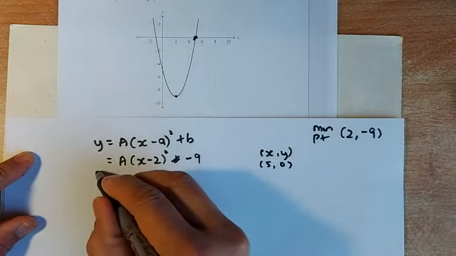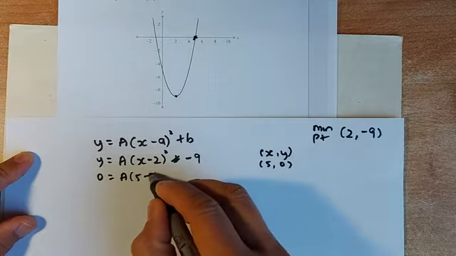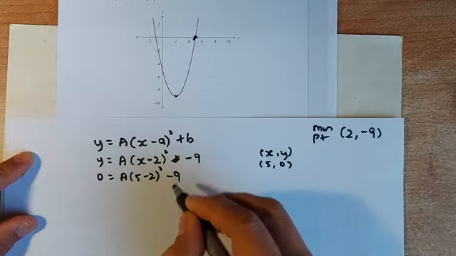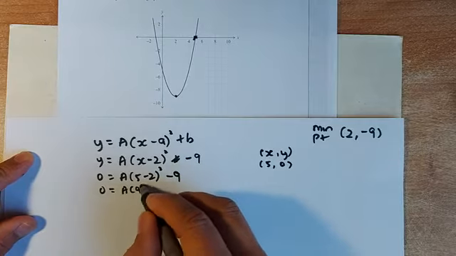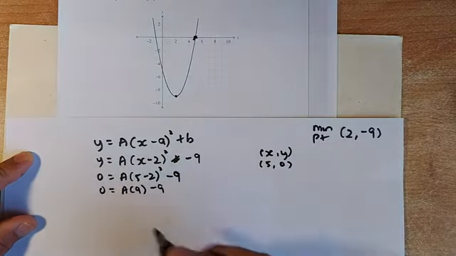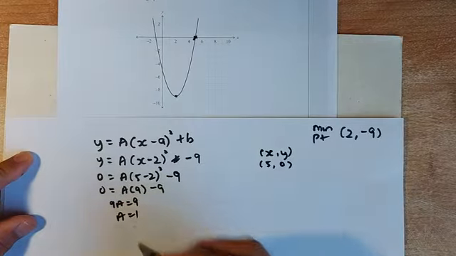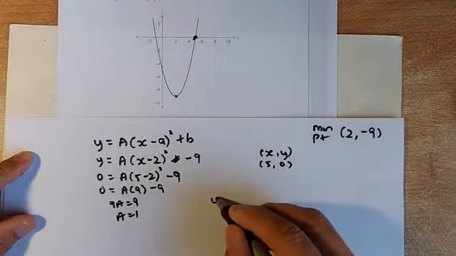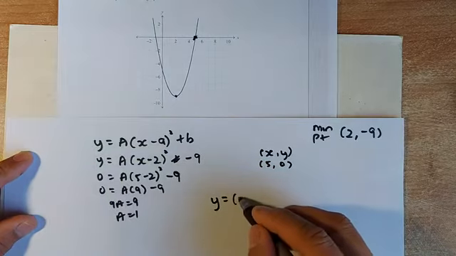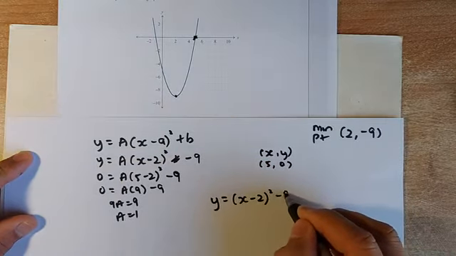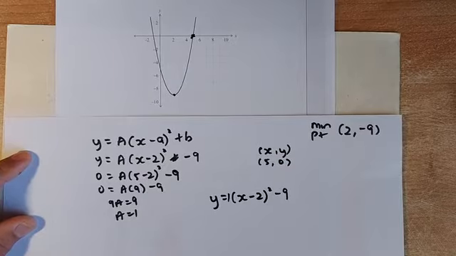So y is 0, and x is 5. So 0 equals a(5 minus 2) squared minus 9. You simplify, 0 equals 9a minus 9. If you use your algebra, bring the 9 over. So 9a equals 9, and your a equals 1. So your equation is y equals, now you substitute your 1 into that equation. So y equals 1(x minus 2) squared minus 9, and that is the equation of the graph.